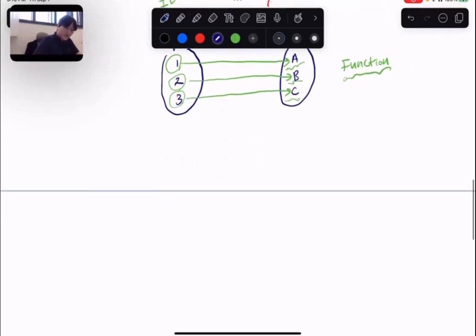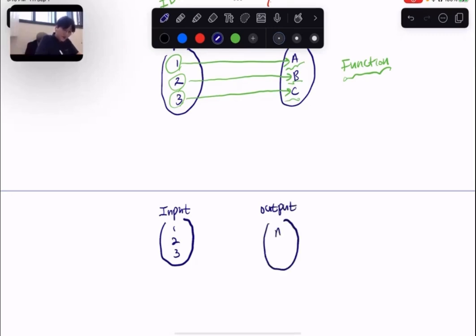Okay, here's another example. I have another mapping diagram here, with input values 1, 2, and 3, and output values A, B, C. This time, 1 goes to A, a relation, and 2 goes to A as well, and 3 goes to C. So do you think this is a function or not?